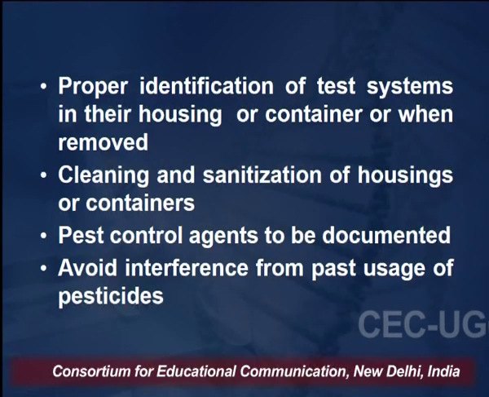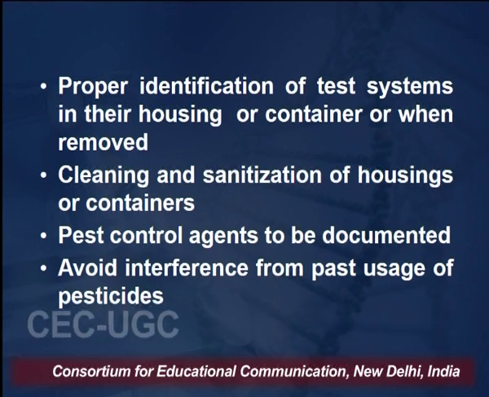So a regular and periodic pest control system must be implemented. Avoid interference from the past usage of pesticides. If some chemicals were used in 2025, they should not be used in 2018, depending on the usage of the chemicals. The repetition and avoidance of interference from the past usage of pesticides is essential for performing such studies. Test and reference items.